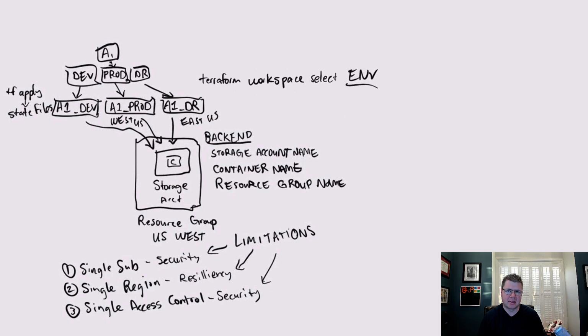for each workspace. And so we would name our workspaces after the environments that we want to maintain Terraform state for. So we'd have a workspace for dev, we'd have a workspace for prod, and we'd have a workspace for DR. And this workspace select command would basically inform the naming convention of the file in our backend.